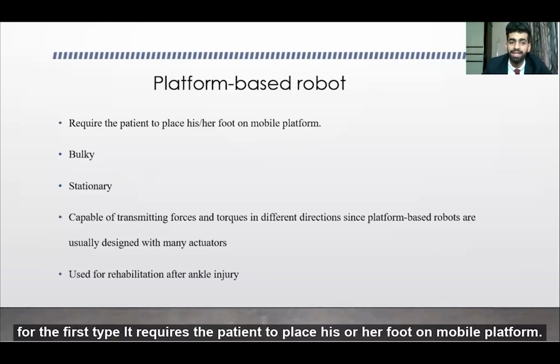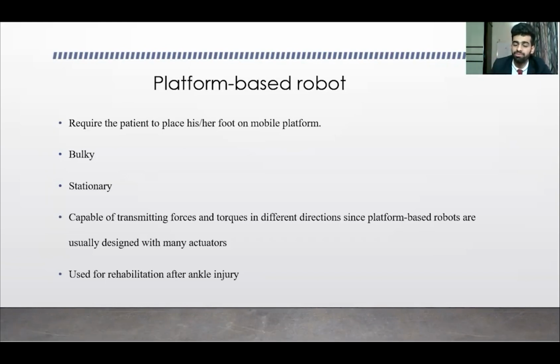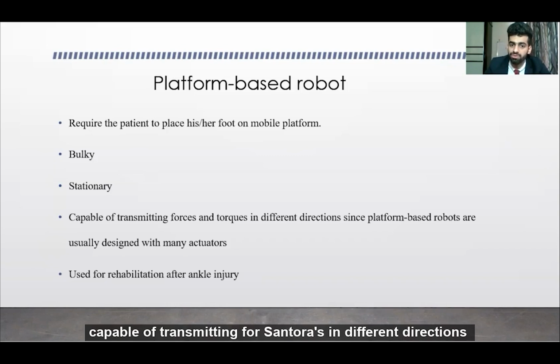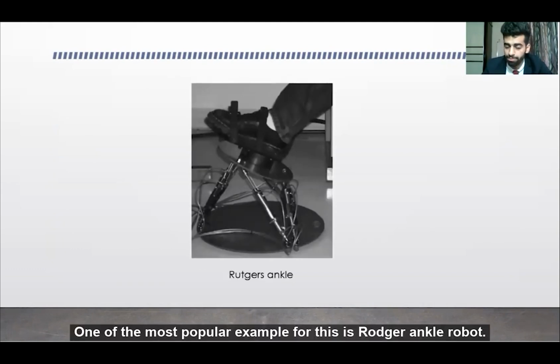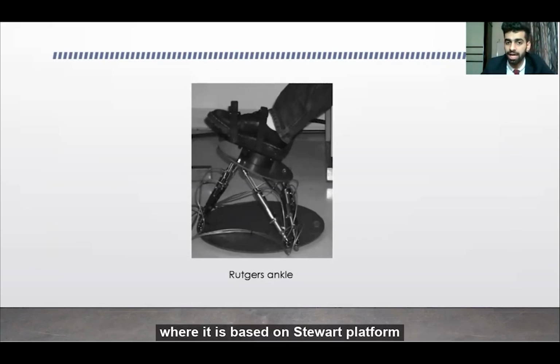For the first type, it requires the patient to place his or her foot on a mobile platform. Platform-based robots are bulky and stationary, and they are capable of transmitting forces and torques in different directions, since platform-based robots are usually designed with many actuators. And it's basically used for rehabilitation after ankle injury. One of the most popular examples of this is the Rutgers ankle robot, which is based on a Stewart platform, done by the author Girone, as I'm going to explain later in related works.